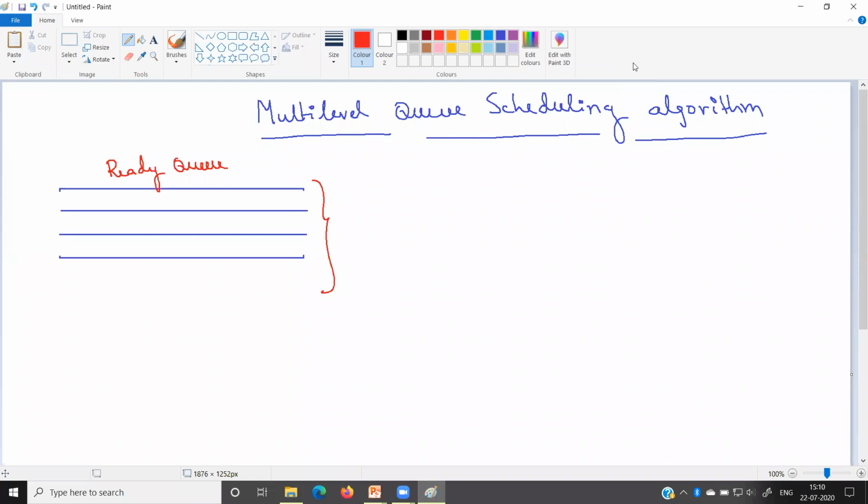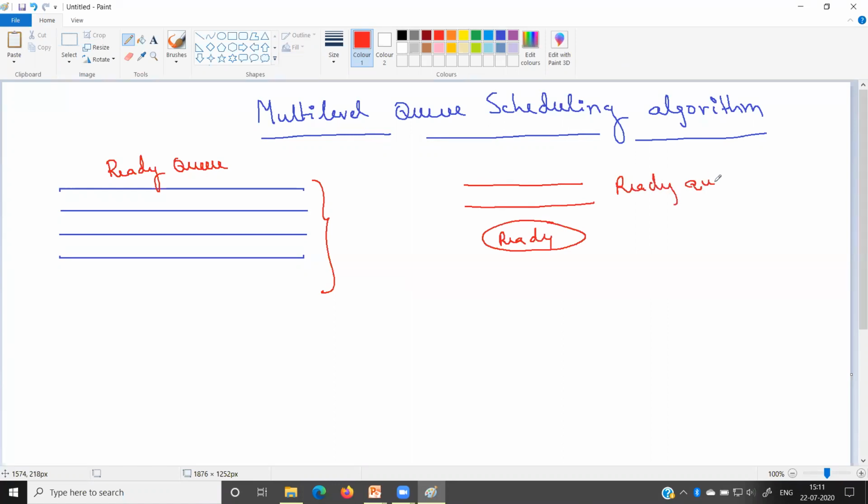Okay. Now next, we will discuss another type of scheduling algorithm, which is called the multi-level queue scheduling algorithm. So in case of the multi-level queue scheduling algorithm, as you can see over here, the ready queue, which is associated with the ready state, can be divided into multiple sub queues.